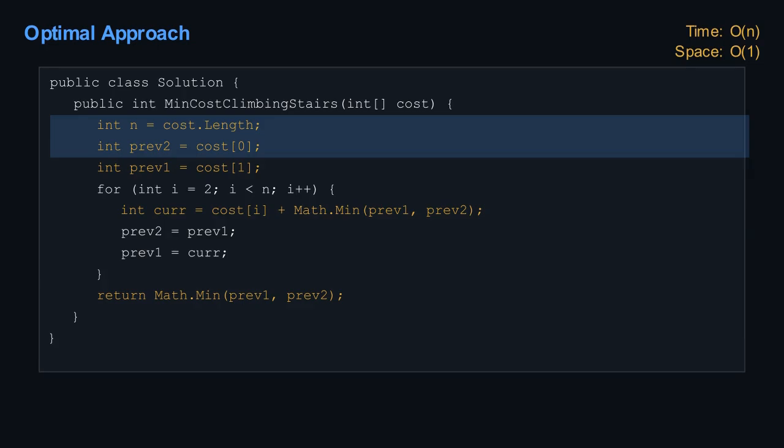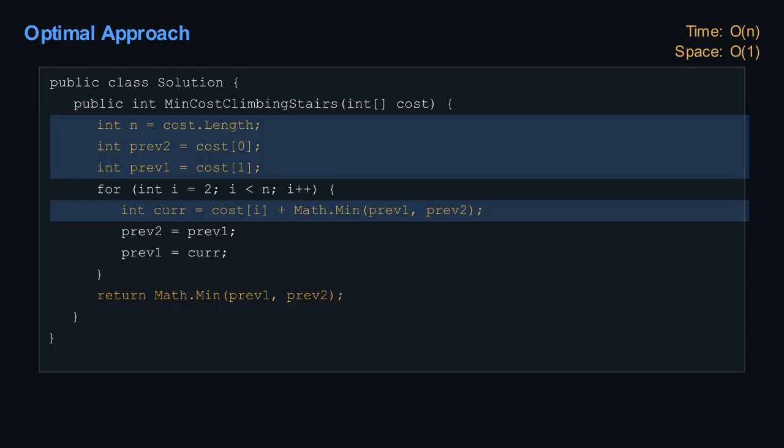At each step, we calculate the minimum cost to reach that step by taking the minimum of the costs of the previous two steps and adding the cost of the current step. We update the variables to store the minimum cost to reach the previous two steps. This approach has a time complexity of big O of n, where n is the number of steps. This is because we're only making one pass through the array of costs. The space complexity is big O of 1, constant space. This is because we only need to store a constant amount of information.